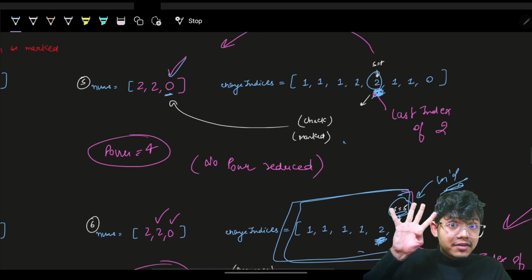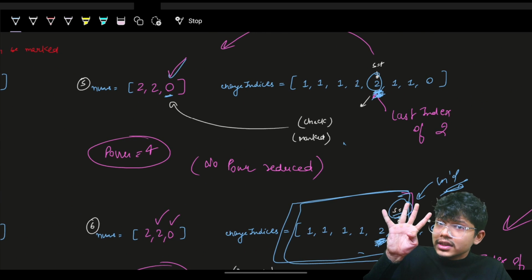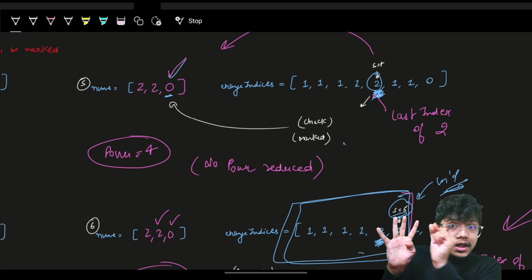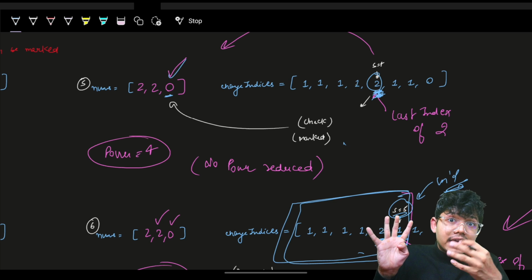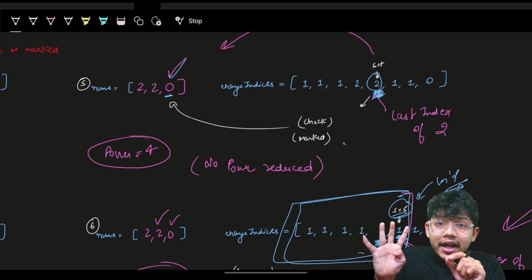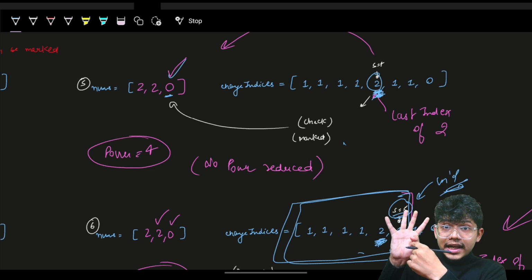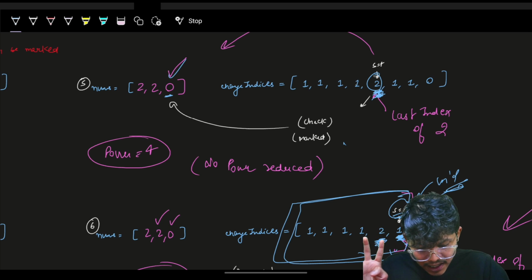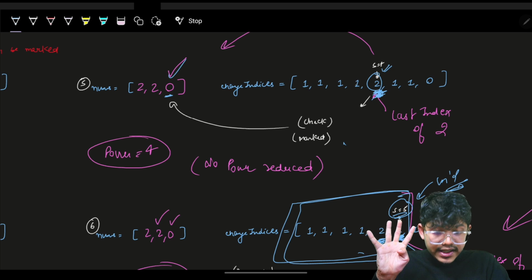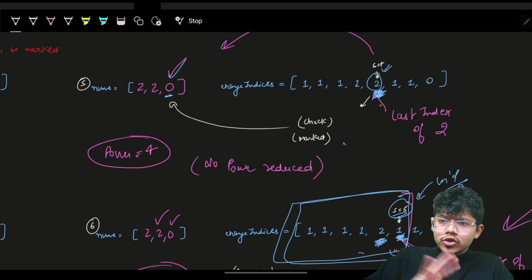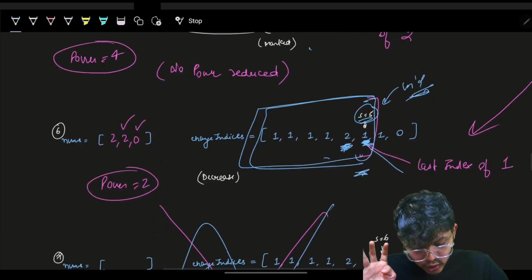Again, I have done a check, so I will not increase my power because I cannot increase my power. I can do either a power increase, just to make sure I am reducing a value, or I can do a check. Here I did a check. Because it's the last index, I have to do a check. There's no option for me. Okay, simply move on.